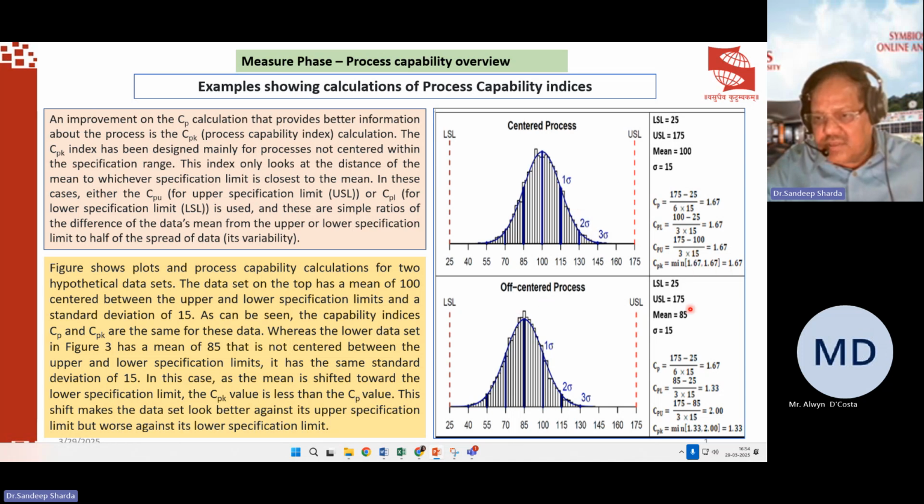Now for an off-centered process, with USL, LSL, the mean and sigma, Cp will be 1.67, Cpl will be 1.33, Cpu will be 2, so the minimum of that is your 1.33. So if it is off center, then Cpk will be the minimum of Cpu and Cpl. That's how we are going to consider it.